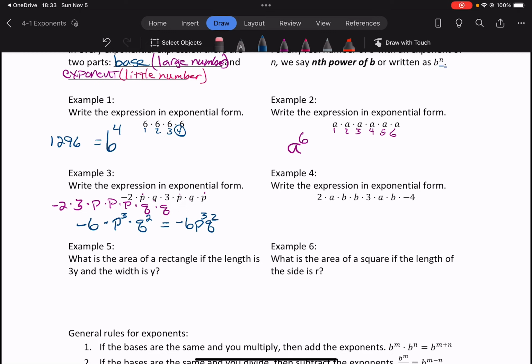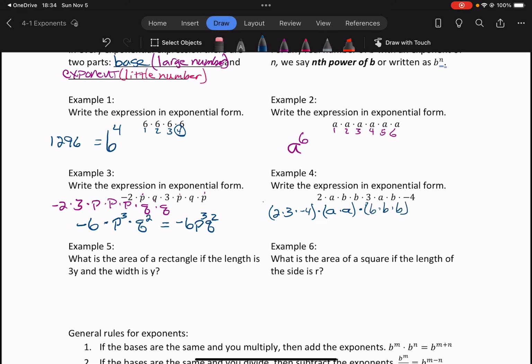All right, so example 4 is the same way. Let's go ahead and put our numbers together. You can write it this way: 2 times 3 times -4, and I can just use these parentheses, and I write my A's. There's 2 A's, so I'll write A times A, times my B's, 1, 2, 3 of them. So that's B, B, B.